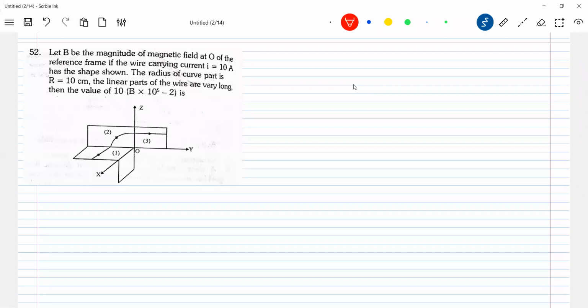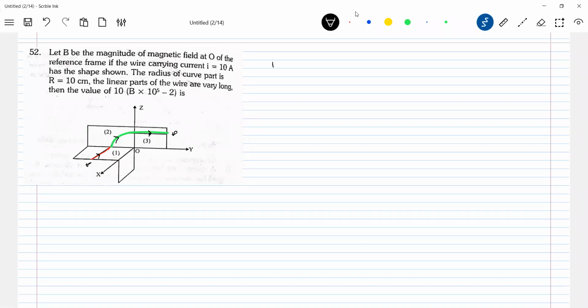There is one segment of wire. It lies in the y-x plane or x-y plane. The other segment of wire lies in the yz plane. So this should be like a semi-infinite wire. So what is the magnetic field strength at point O? So first, 1, 2, 3. There are three parts, no?